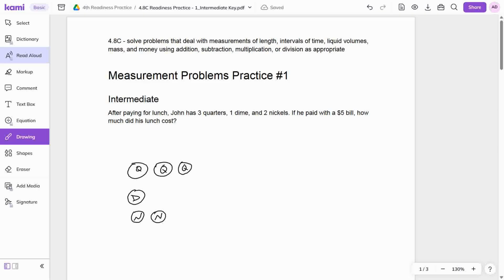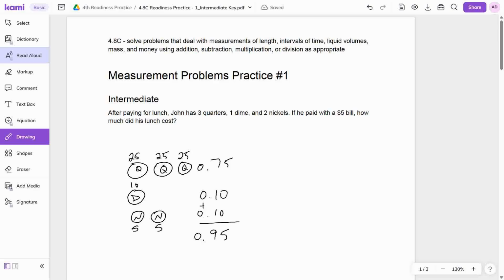All right, so let's put some money on this. So this is 25, 25, 25. That's 75 cents here. This is 10 cents here. And then I've got a 5 and a 10, another 10 cents. All right, so if I add all this up, I'm at 75, 85, 95. Now this is 95 cents. So let's go ahead and put that decimal there. That's going to be helpful. So that's how much money he has left after paying for lunch.